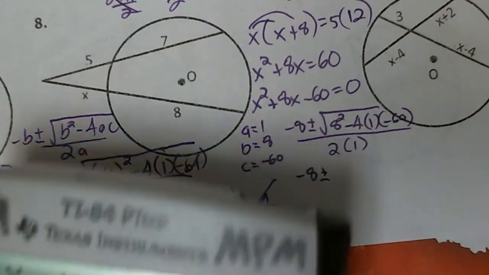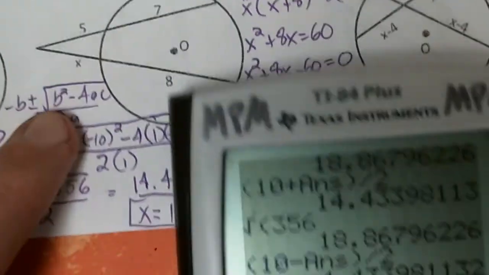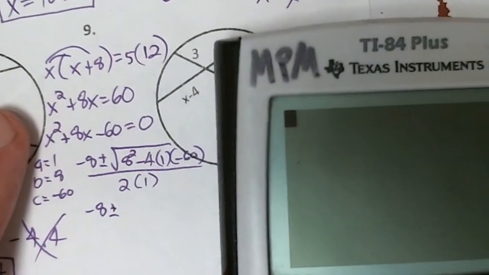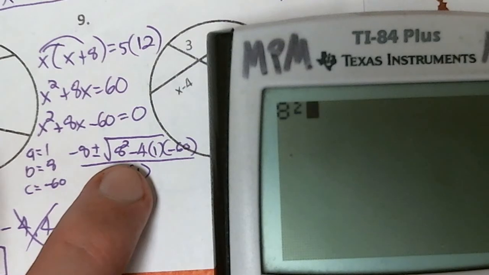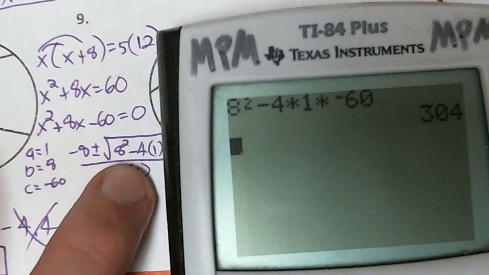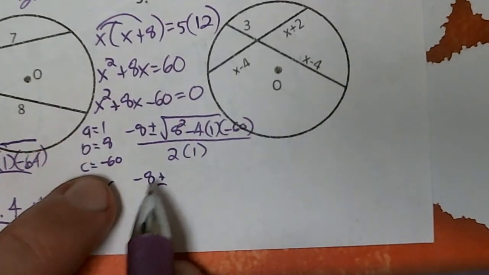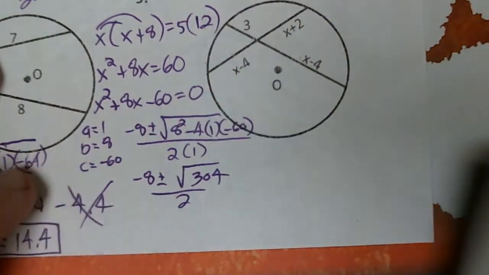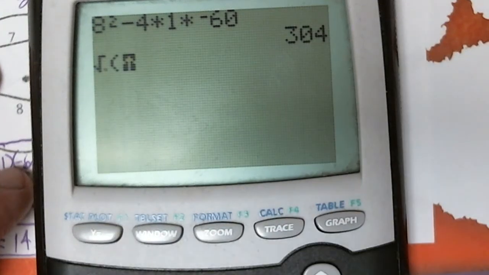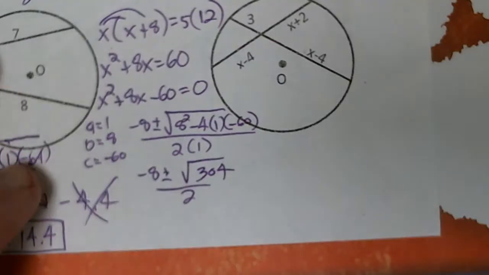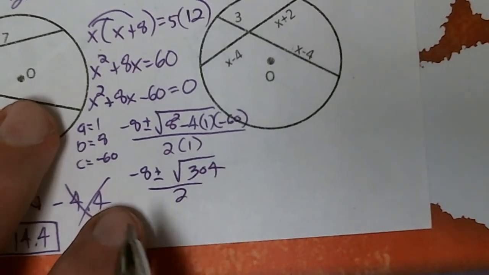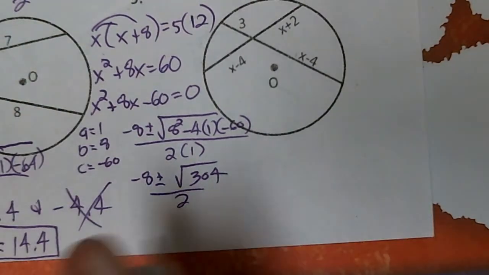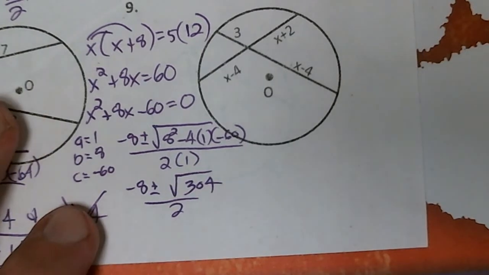Okay, so I've got the negative 8 plus or minus. Let's do the discriminant in our calculator exactly the way you see it. So we have 8 squared minus 4 times 1 times negative 60, and that gives me 304. So I've got negative 8 plus or minus the square root of 304 all over 2. Now, is 304 a perfect square? Square root of second answer. No, it's not. So once again, we're going to need some decimals here. I'm not going to go through the nitty-gritty of what I just did. I just taught you guys how to do that.